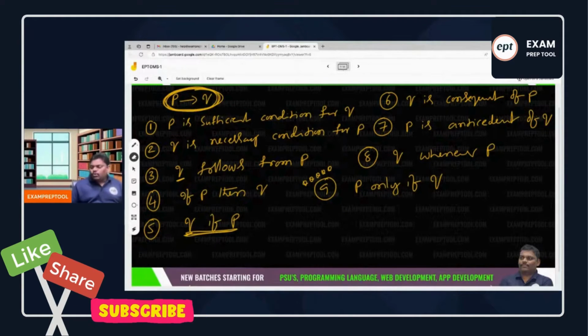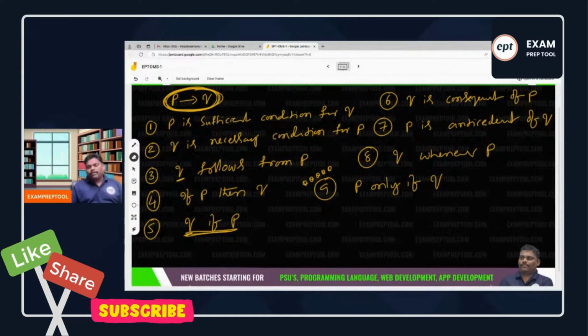Most of the things you know. If you don't know, please go through it one time. P is a sufficient condition for Q. So the total statement will be true. P implies Q is true means P is a sufficient condition for Q. But Q is a necessary condition. The reason is if P is true, Q should be true. Then only the total will become true. So Q follows from P.